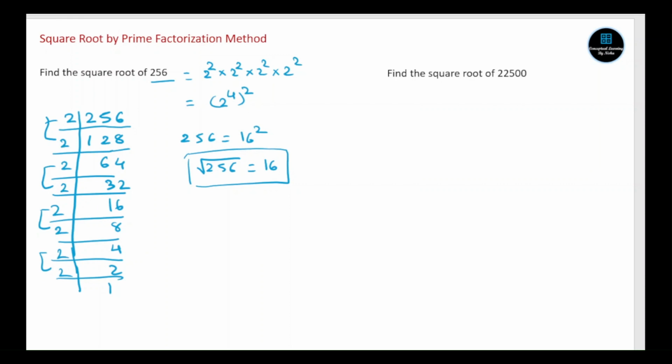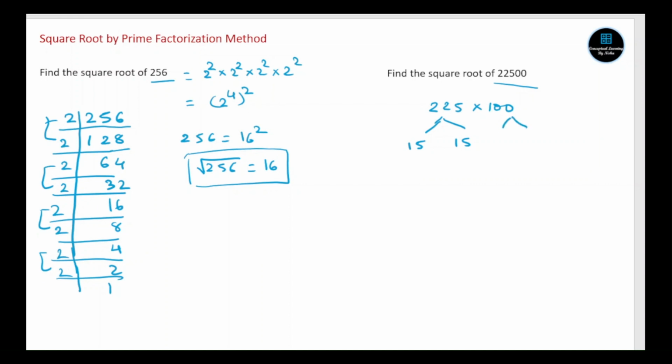Perfect. Now, that was the prime factorization method, but as I am talking about fast calculation, how to find the square root quickly, I'll show you a very important technique to find the square root of this number. I can write this number as 225 times 100. Now, 225 is the square of 15, I know that. If not, you can do the prime factorization of this, and then also you will get this.